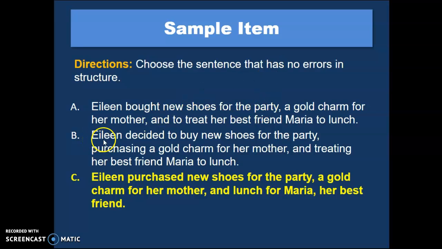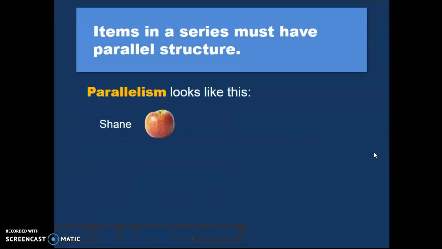And then B, it starts with new shoes, but then it goes to purchasing a gold charm. So the first thing in the series starts with a noun, but the second thing starts with an ing verb, purchasing. And then the last thing in the series starts with an ing verb, treating. So the three things in the series don't match up, which is why it's not parallel structure.